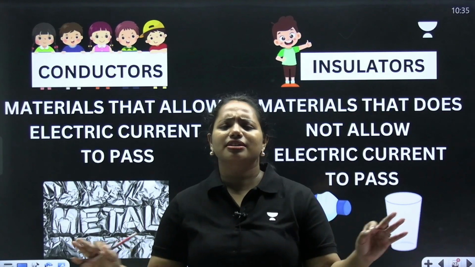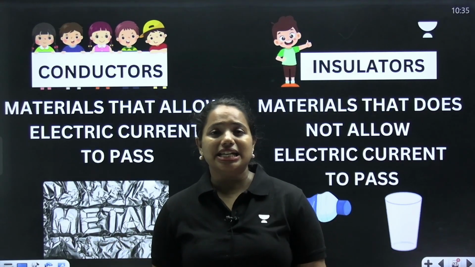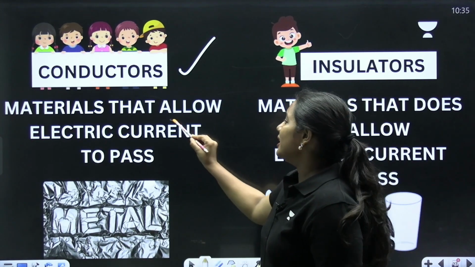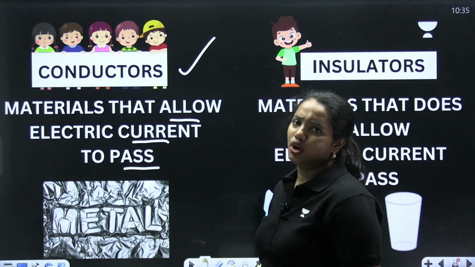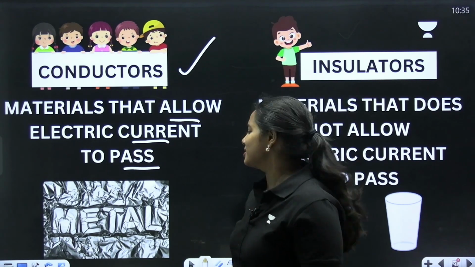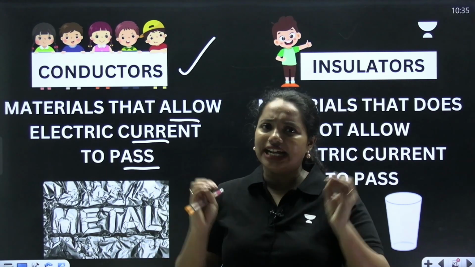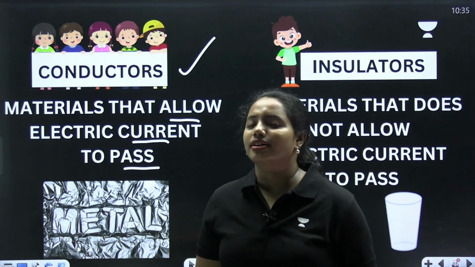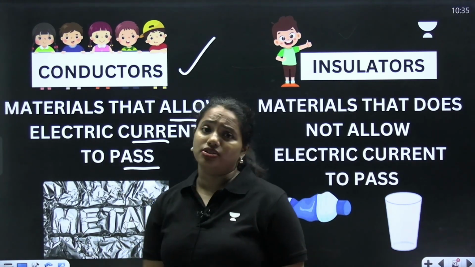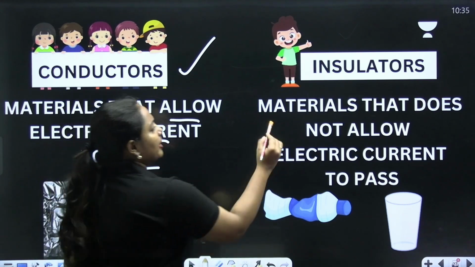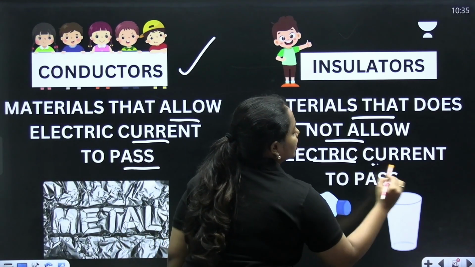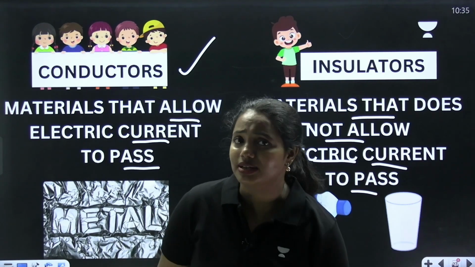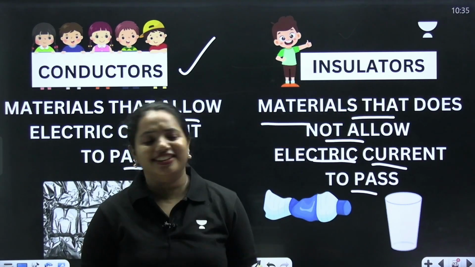And we know that materials are basically classified into two, as conductors and insulators. When you consider conductors, these can allow electric current to pass through. Examples are metals. So metals can definitely conduct electricity. Gold, iron, silver, all of these are various examples of conductors. But what about insulators? Materials that do not allow electric current to pass through. Plastic, glass, rubber, all of these are examples that come under the category of insulators.